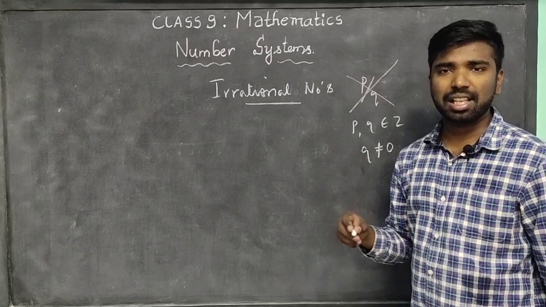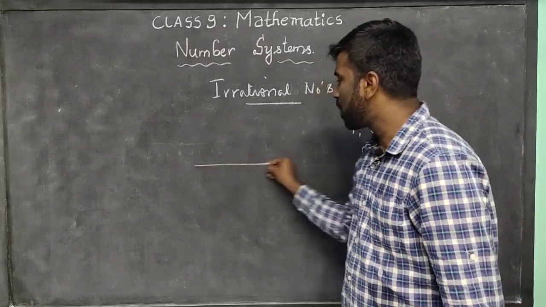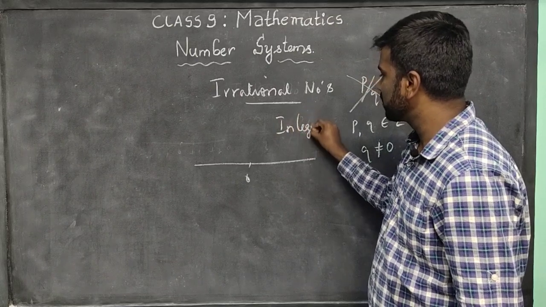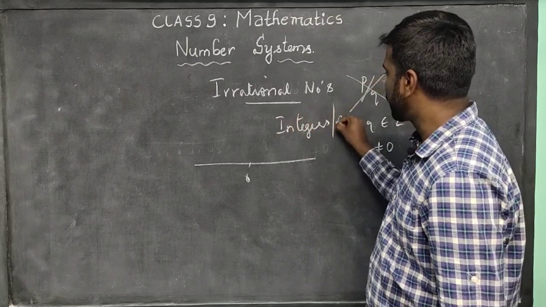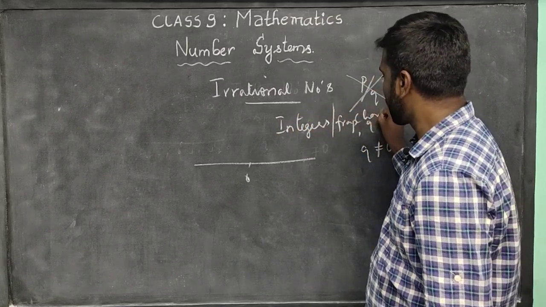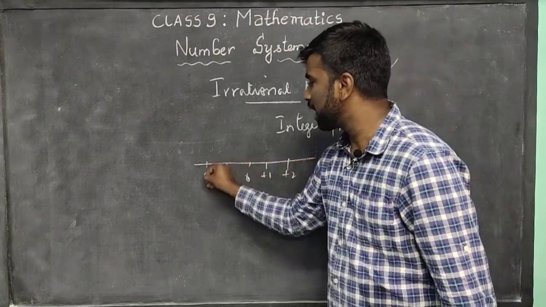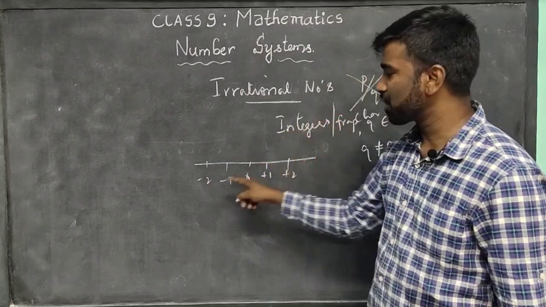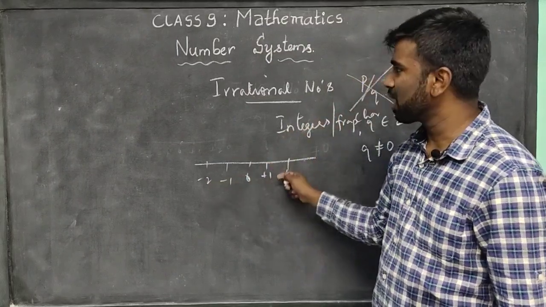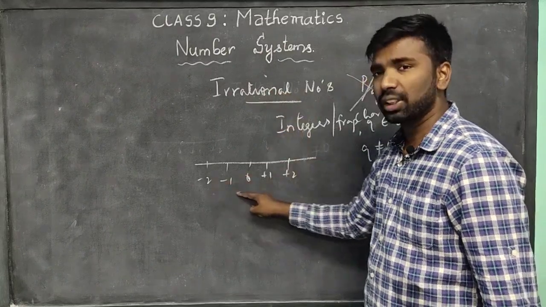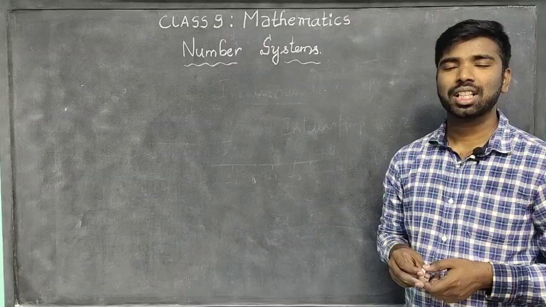In the previous classes, we have learnt about locating integers or fractions on the number line. We know how to locate integers or fractions on the number line. In this class, we will try to locate the irrational numbers on the number line.